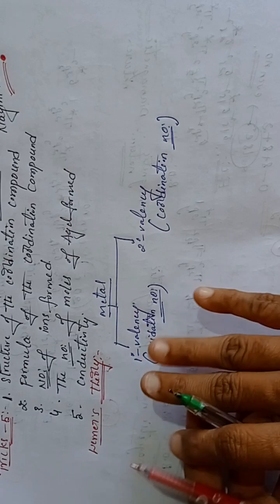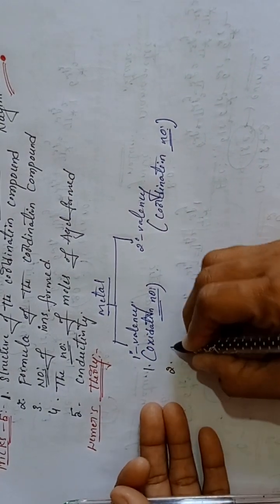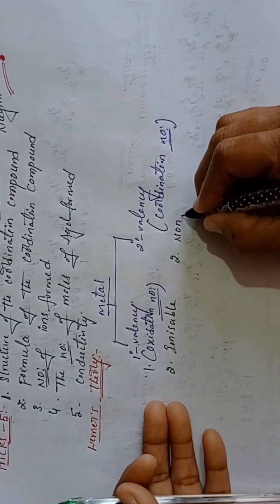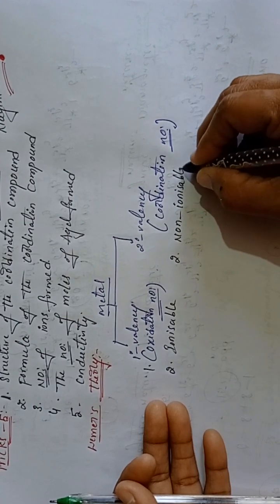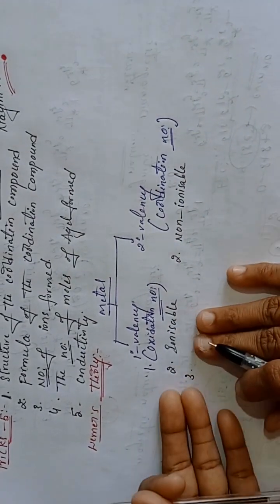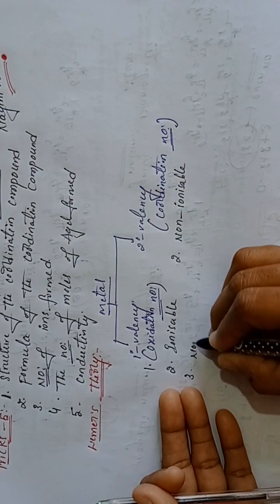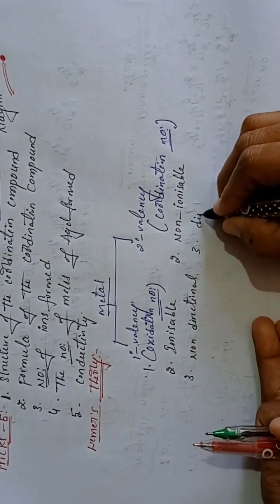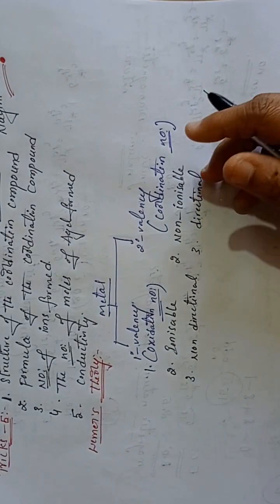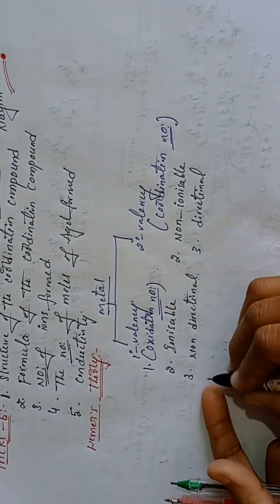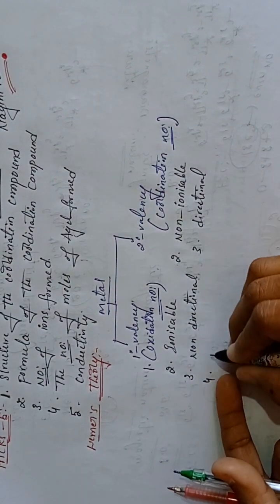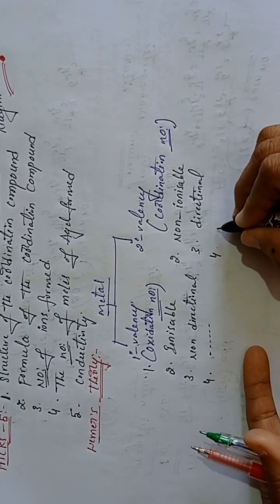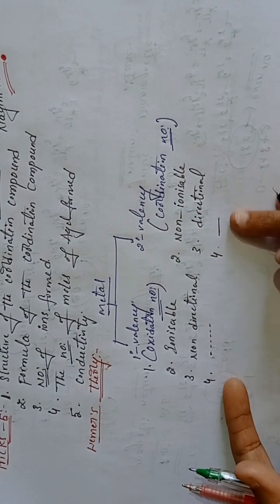Right. Now, primary valency is ionizable, students. Second point, secondary valency is non-ionizable. Next, primary valency is non-directional. And secondary valency is directional. Next, fourth one is primary valency is represented by dotted line. Secondary valency is represented by solid line. Clear? Dotted line, solid line.